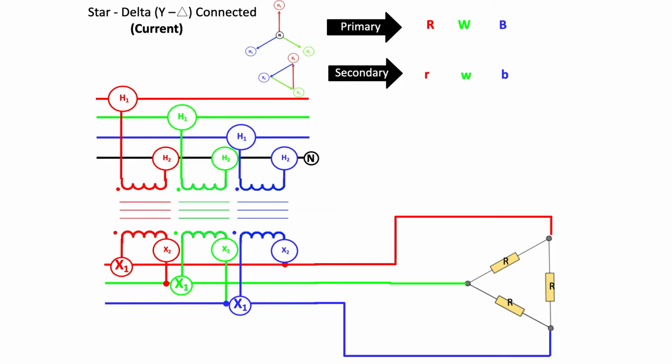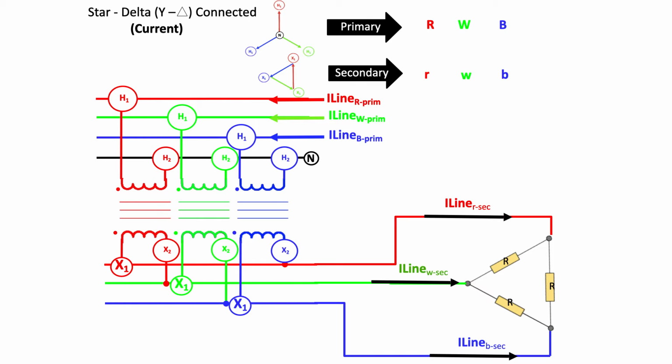The line currents, I'm going to title them as I line R primary, I line W primary, and I line B primary. You'll notice that I've capitalized the R prime and the W prime and the B prime to indicate that that is the primary side that we're talking about. And I'm going to do a similar thing on the secondary. The lines coming off of the transformer, I'm going to call I line with lowercase r secondary and a lowercase w secondary and a lowercase b secondary.